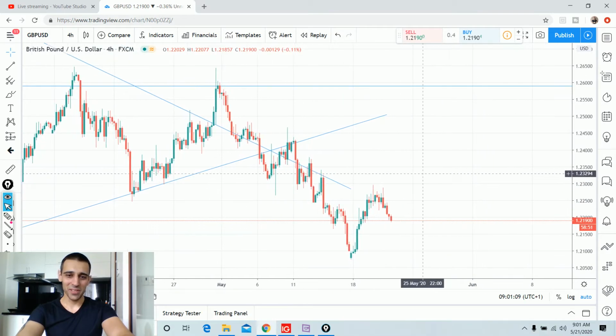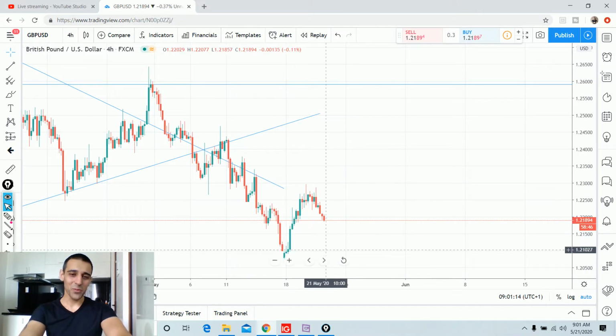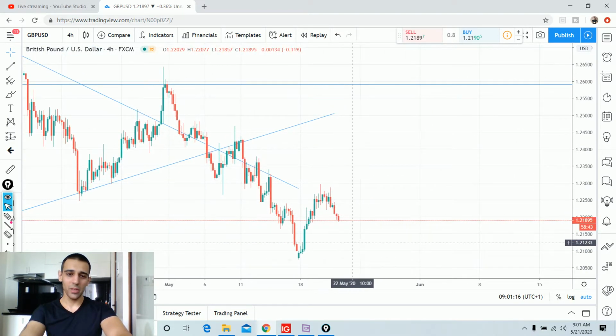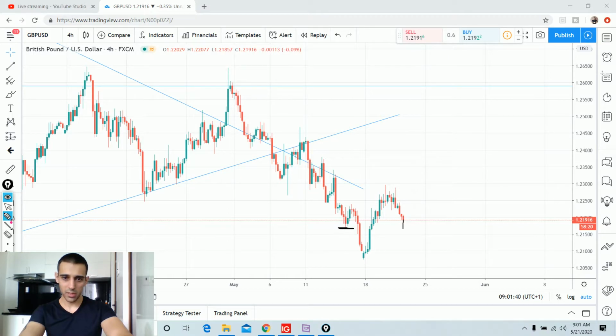Okay, so back to the British pounds USD. Back to the analysis. If I would have traded this one, I would be looking for the price to push lower. So I would expect the price to come down. I want to see more strength toward the downside. Certainly, I want to see the price coming down to somewhere around this level, potentially taking out this spike low here.